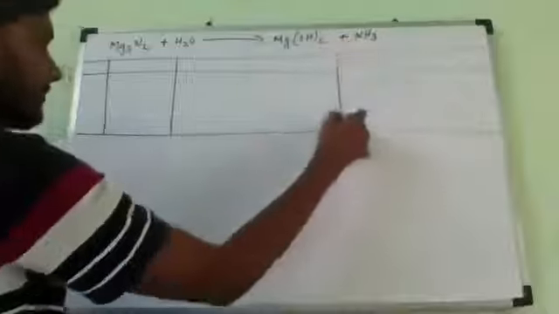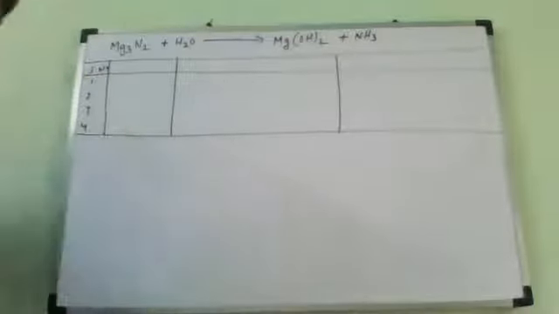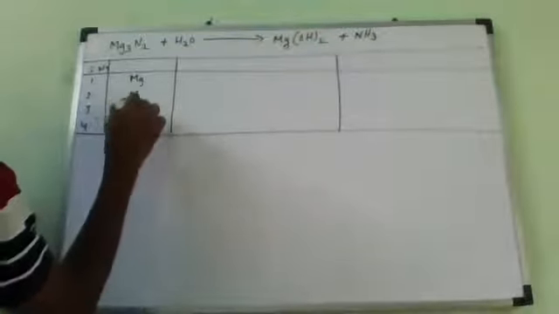Now write the equation and try to balance it, all of you. What are the elements present? Tell me fast. Magnesium, nitrogen, hydrogen, oxygen. Serial number 1, 2, 3, 4. Four elements are present, correct? Yes, sir.